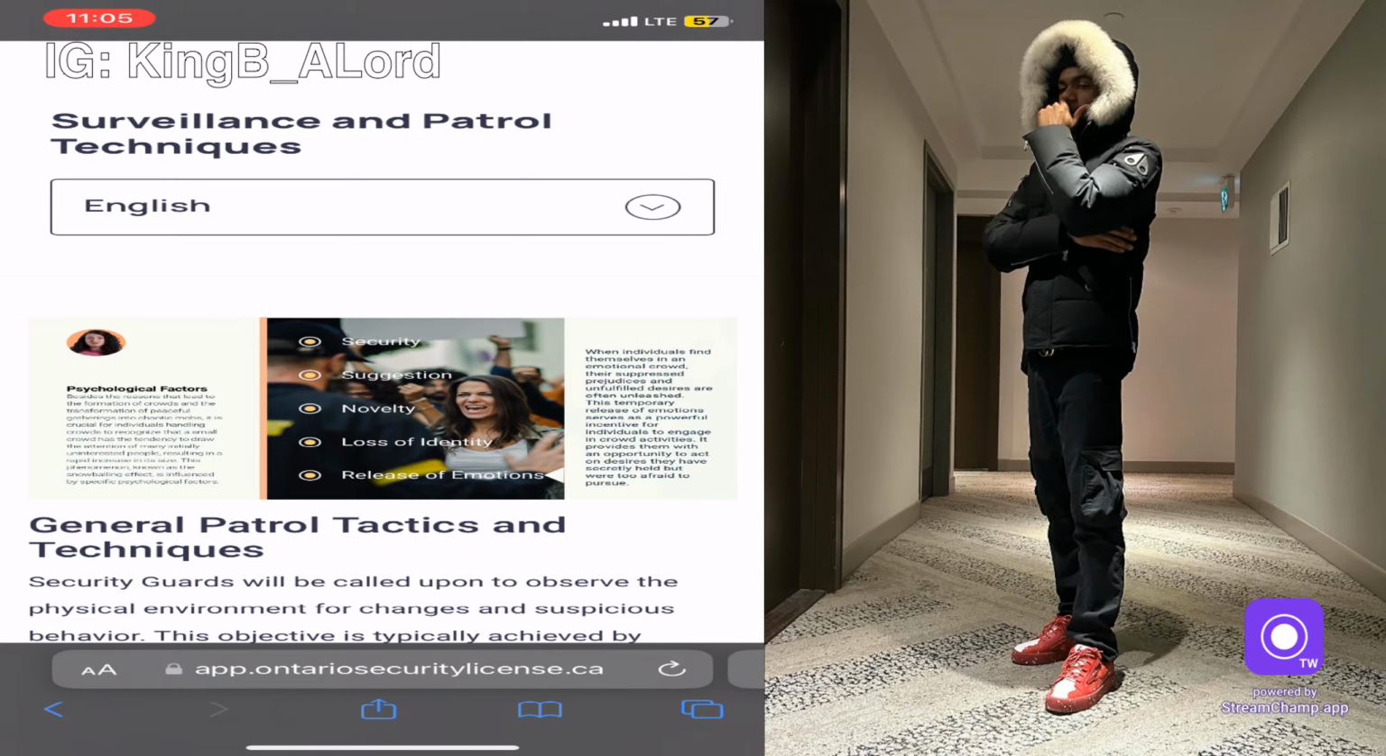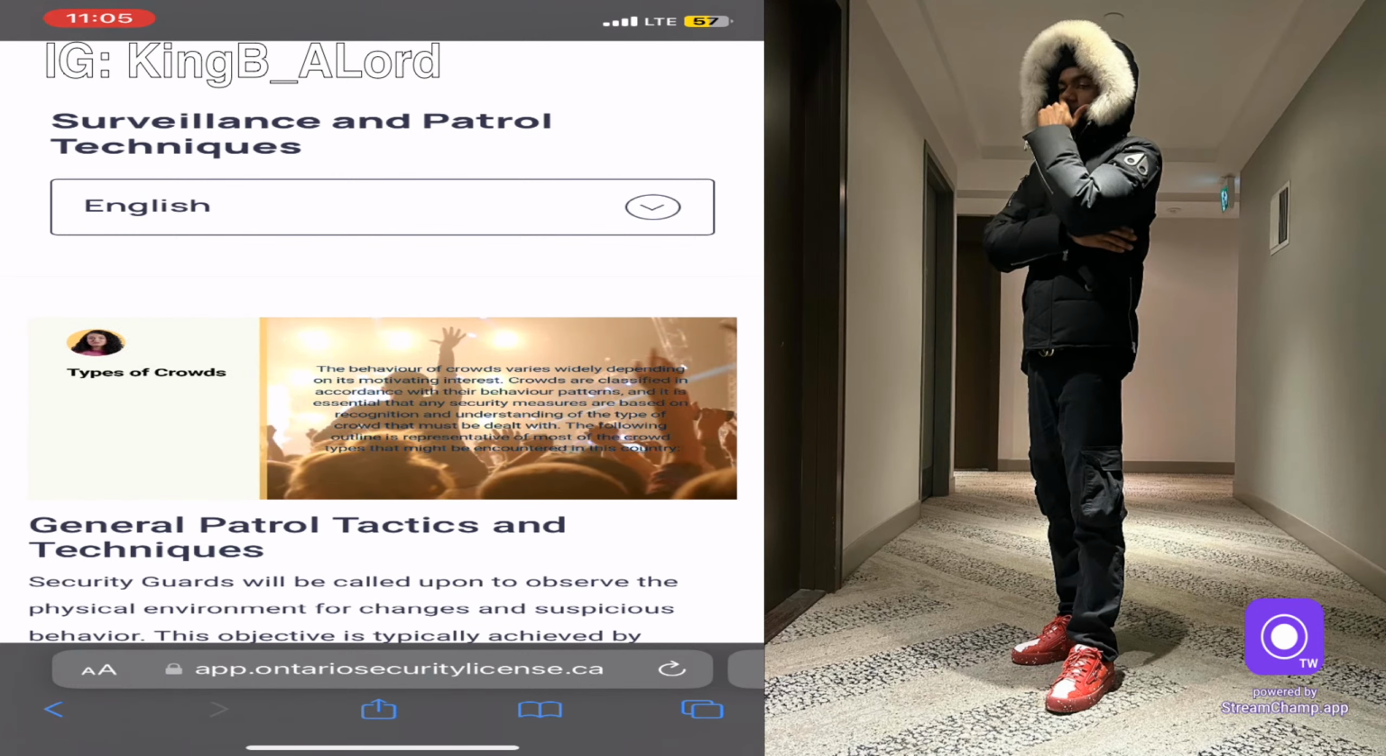Release of emotions. When individuals find themselves in an emotional crowd, their suppressed prejudices and unfulfilled desires are often unleashed. This temporary release of emotion serves as a powerful incentive for individuals to engage in crowd activities. It provides them with an opportunity to act on desires they have secretly held but were too afraid to pursue.